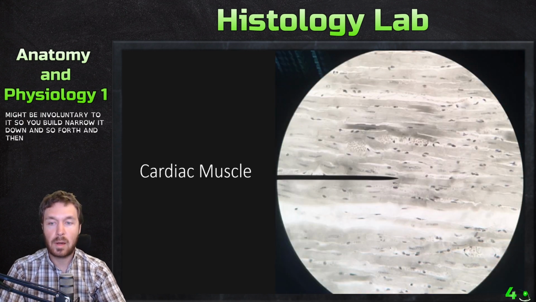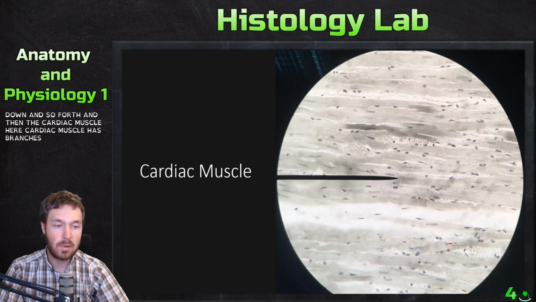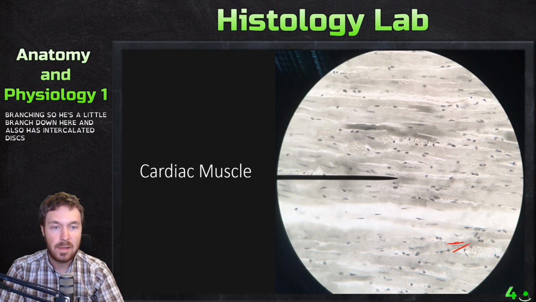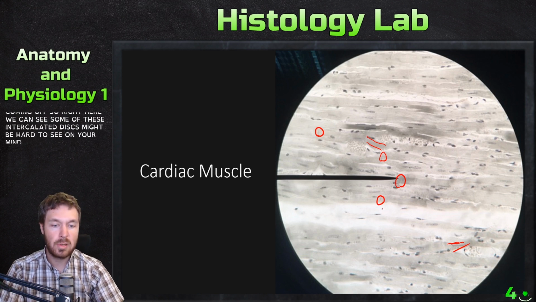And then the cardiac muscle here. Cardiac muscle has branching, so we can see a little branch down here. It also has intercalated discs. So there's another little branch of it coming off. So right here we can see some of these intercalated discs. Might be hard to see on your monitor, but trust me, they are there.